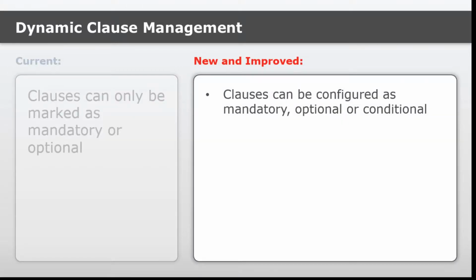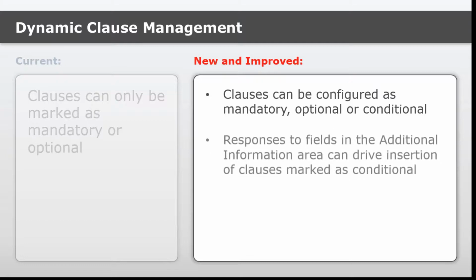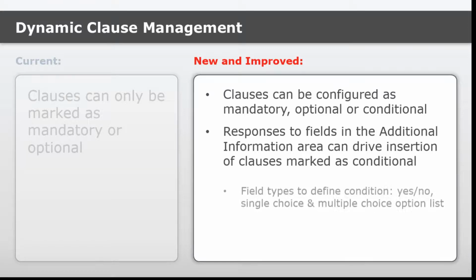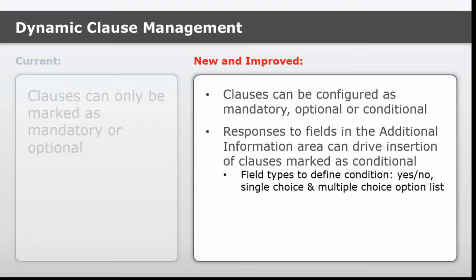Currently, clauses can only be marked as mandatory or optional in the clause management area of templates. Now, clauses can be configured as mandatory, optional, or conditional for use in contracts. The insertion of conditional clauses in contracts is driven by responses to configured fields in the additional information area of the contract. The field types that can drive or define the condition are the yes/no field type, the single choice option list, and the multiple choice option list.